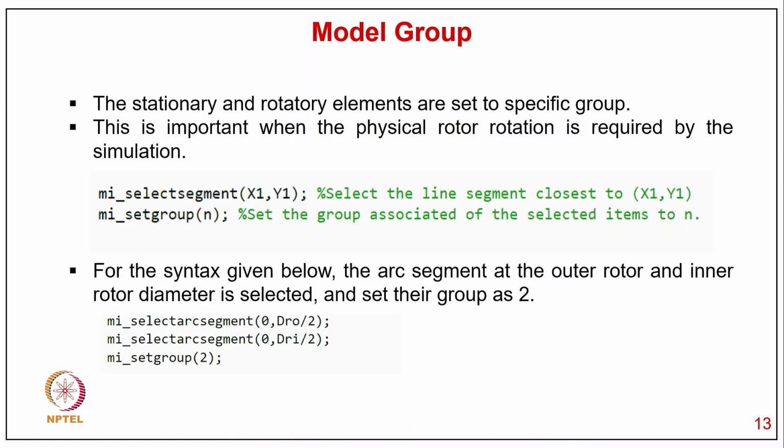For the stationary and rotary model groups, the stationary and rotary elements are set to specific groups, and this is important when physical rotation is required by the simulation. So mi_selectsegment x1, y1 and mi_setgroup n. For the syntax given below, the arc segments at the outer rotor and inner rotor diameter are selected and their group is set to 2: mi_selectarcsegment 0, DRO/2, mi_selectarcsegment 0, DRI/2, and mi_setgroup 2.